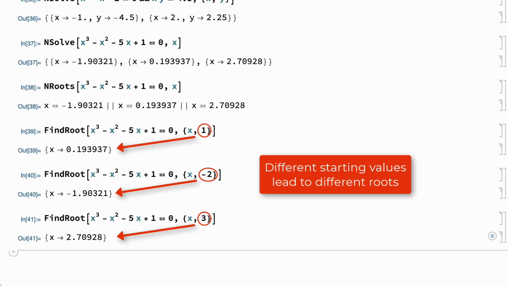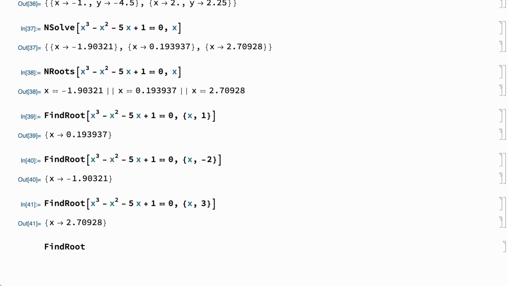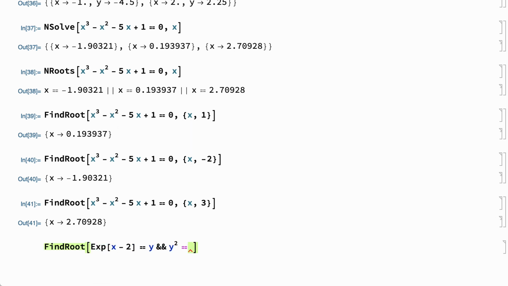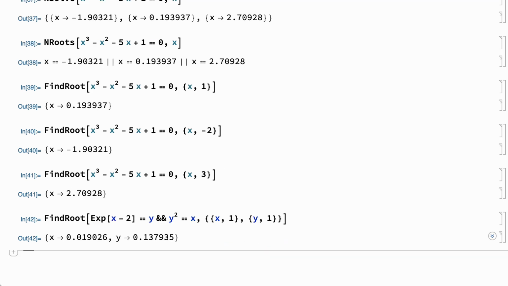FindRoot can find solutions for systems of equations and for equations with more than one variable. For example, this shows FindRoot finding a solution for 2 equations and 2 variables. When there's more than one variable, the second argument in FindRoot is a list of lists giving the name and starting value for each variable.